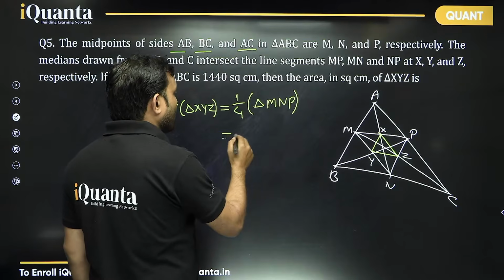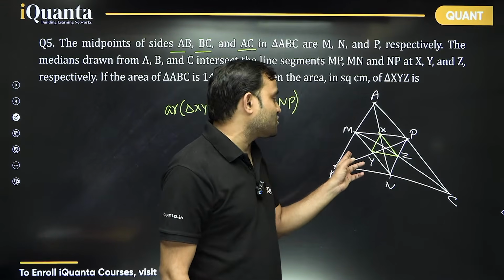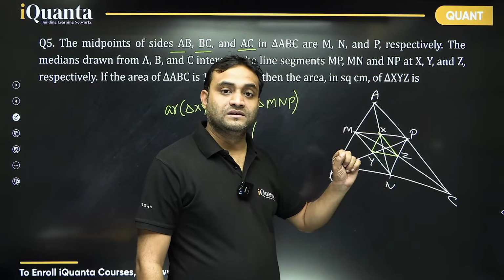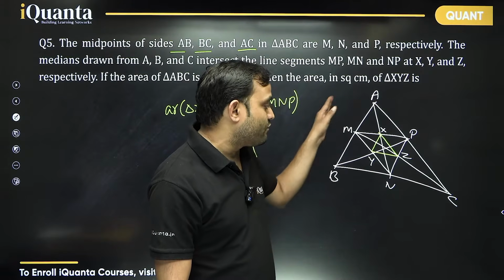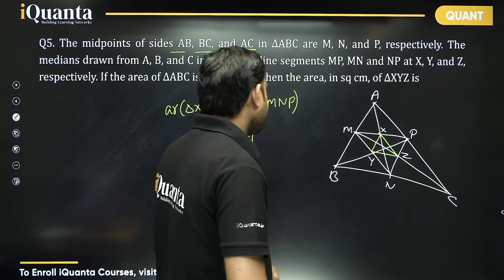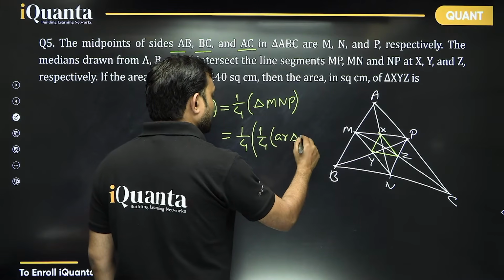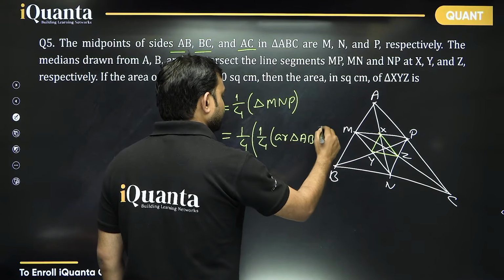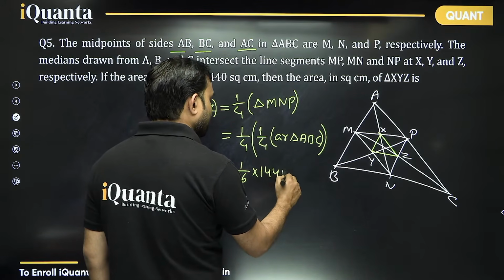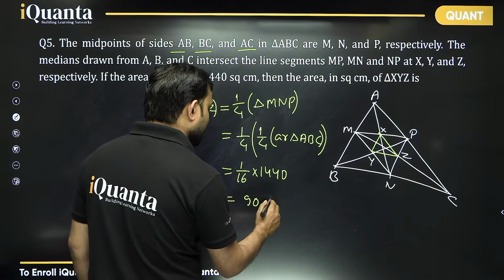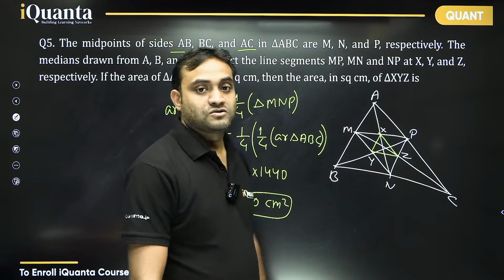And what is MNP? MNP is a triangle joining the midpoints of the side lengths of ABC. So in that case, again using the midpoint theorem, the area of triangle MNP will be 1/4 of the area of triangle ABC. So 1/4 of 1/4 of area of triangle ABC, which will be equal to 1/16 into 1440. That gives us 90 centimeter square. Right? So our answer is 9.